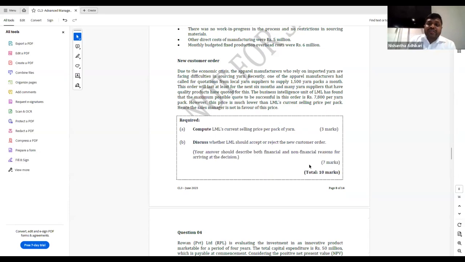Due to the economic crisis, the apparel manufacturers who rely on imported yarn are facing difficulties in sourcing yarn. Recently, one of the apparel manufacturers called for quotations from local yarn suppliers to supply 1,500 yarn packs a month. This order will last at least for the next 6 months, and many yarn suppliers that have quality products have quoted for this. The business intelligence unit of LML has found that the maximum possible quote to be successful in the order is 7,800 per yarn pack. However, this price is much lower than LML's current selling price per pack. Hence, the sales manager is not in favor of this. Compute LML's current selling price per pack. Discuss whether LML should accept or reject the new custom order. Make an accept or reject decision.